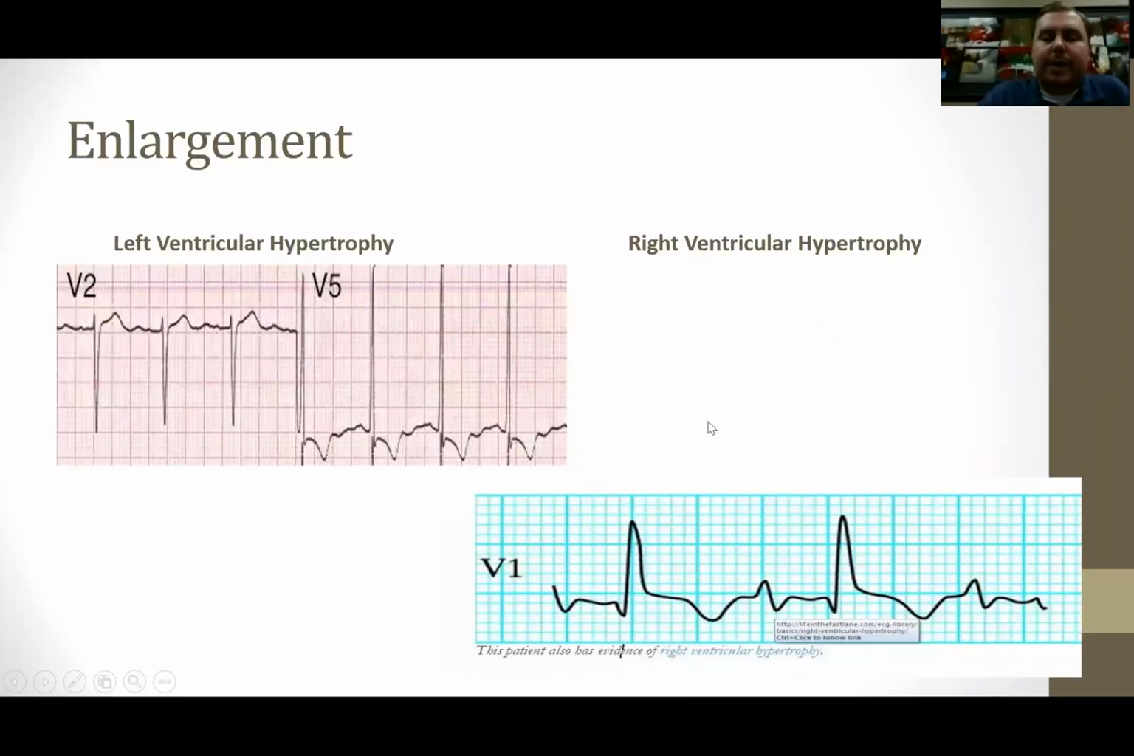Next, you're going to look for RVH. And so RVH, you only have to look at one lead, and that's going to be lead 1. And the criteria for that is an R wave that's greater than 10 millimeters, which isn't the case in this example, or an R to S ratio greater than 1. And all that means is that your R wave is bigger than your S wave.